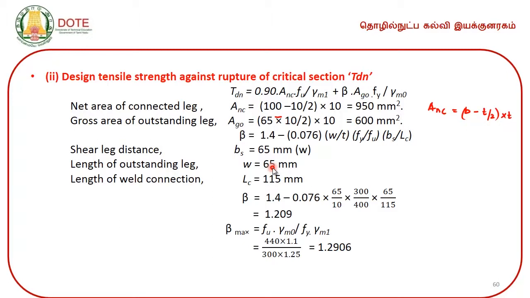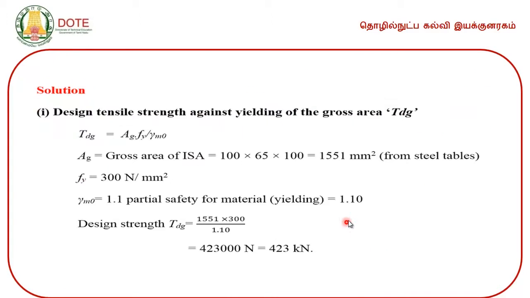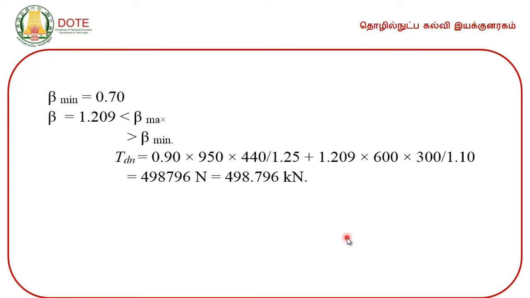And again, the shear lag distance, of course we have to calculate. For this, the shear lag distance is measured from the top of the outstanding leg to the connection point, and therefore w is from this point to this point. So, w for this exercise is 65 mm. Substituting the relevant values, we get the value of beta as 1.209, and the permitted value of beta, by using this expression, is found to be 1.290, and we know that the minimum value of beta is 0.7.